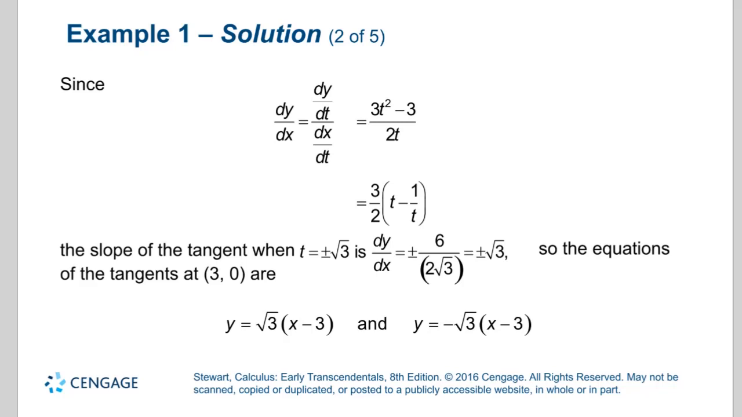Now that I know my tangent occurs twice, at t equals plus or minus the square root of 3, I have to figure out my equations for those. I have my slope, and I just need to plug into my problem. So my tangent equations are y equals the square root of 3 times (x minus 3), and y equals negative square root of 3 times (x minus 3). To figure out the slope, I plugged the square root of 3 into my original dy over dx, and I get back out the square root of 3. That's why those came out to be the same.